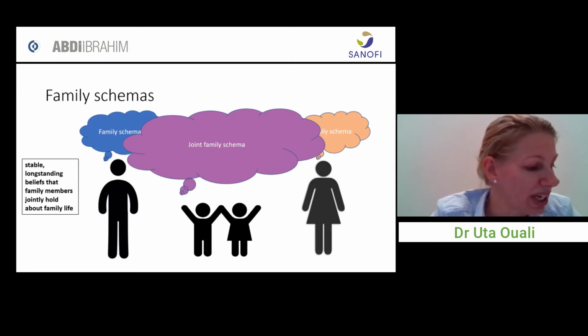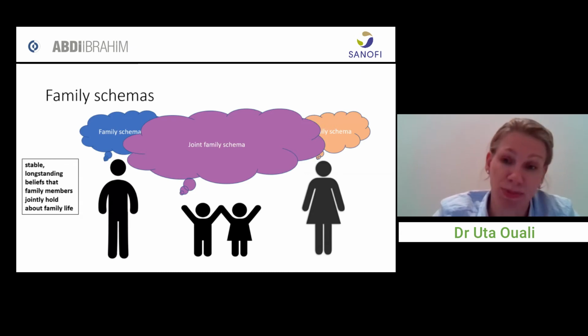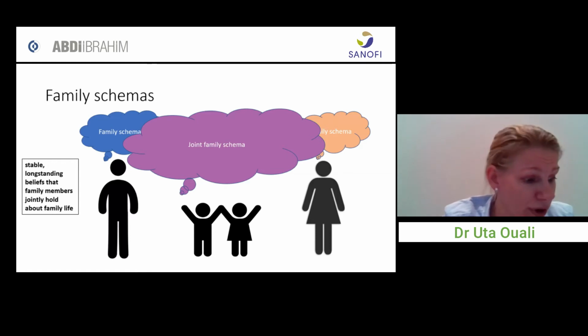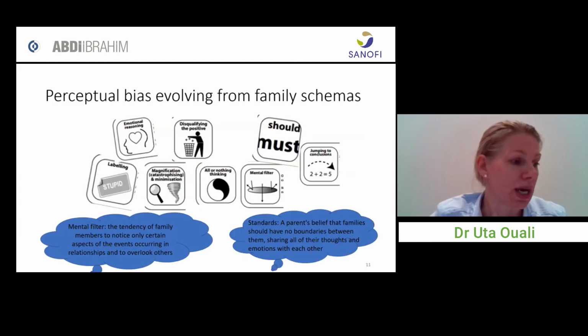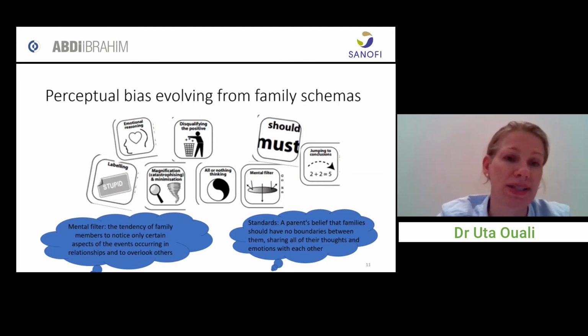They can be a helpful guide in navigating relationships or all aspects of family life. But the problem is that when these family schemas are extreme, they can also contribute to family conflict. For example, a couple can have the shared belief that parents should never argue in front of children because this might have a negative impact on them. And so, this might then give rise to the belief in the child that there should never be a conflict in relationships. Now, these family schemas, especially when they are extreme, can also give rise to perceptual bias.